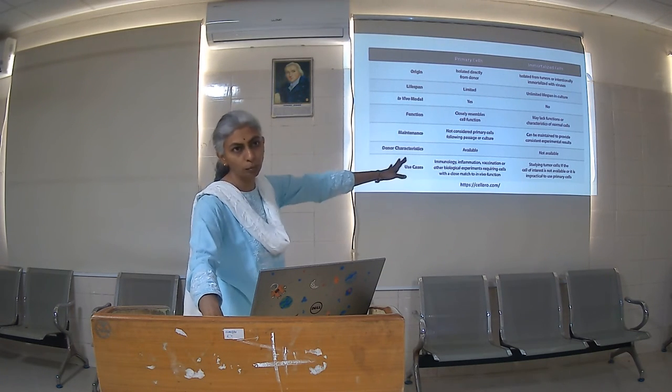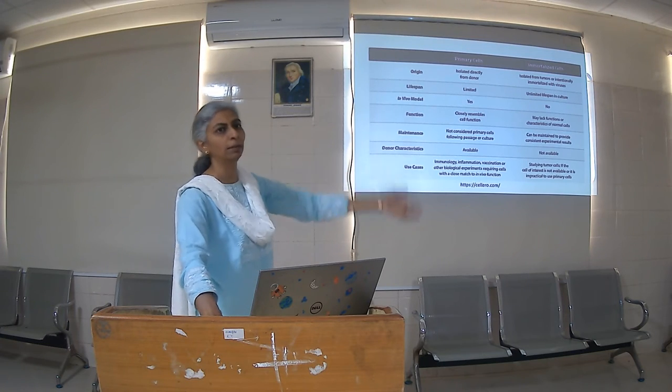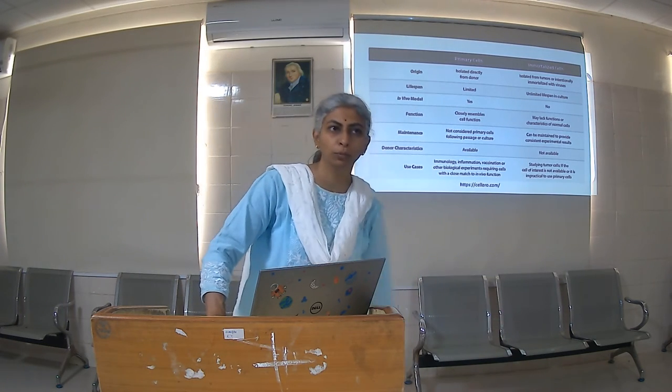You can have an in vivo model of this. Typically, there are no in vivo models of immortal cell lines, and that is why animal tissue culture or cell culture becomes so important.